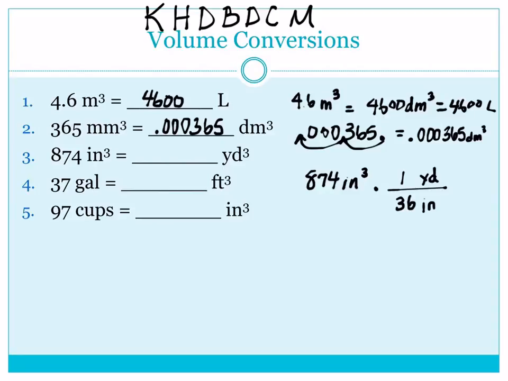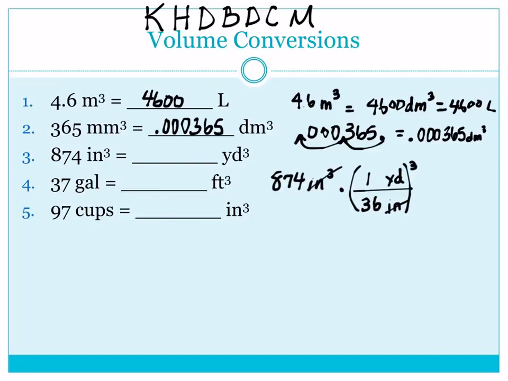But this would only be done if I were converting linear units, and I'm doing volume, right? It's cubic units, so I have to do it 3 times. You can either write this down next to it, 1 yard is 36 inches 3 times, or you can cube this, right? Because that's the same thing as multiplying by it 3 times. That will remove my cubic inches here. And what my resulting value needs to be then, you can grab your calculator. You're going to do 874 divided by 36 cubed.